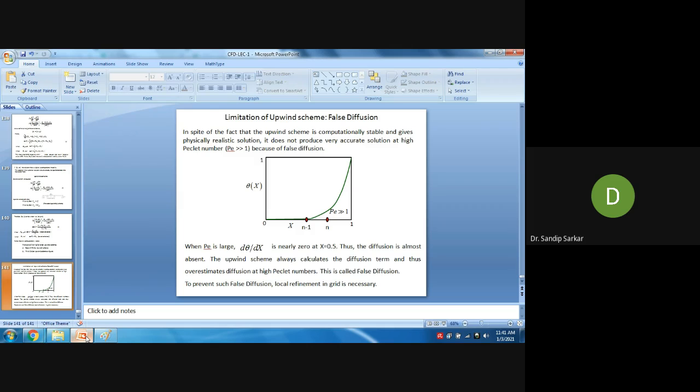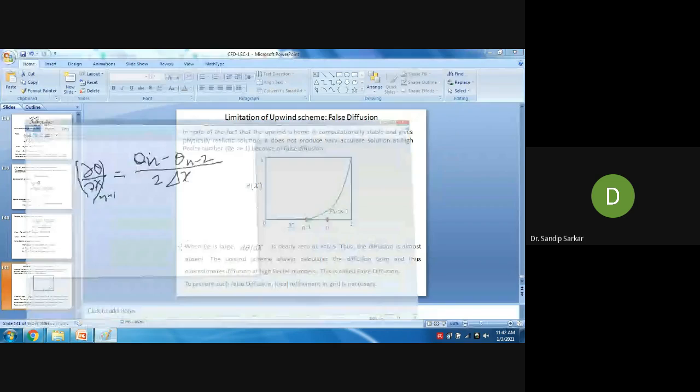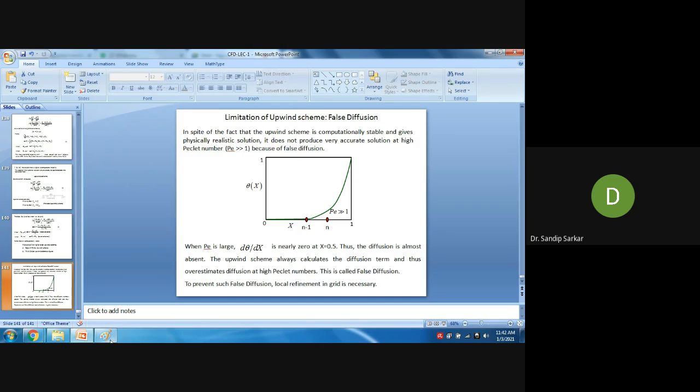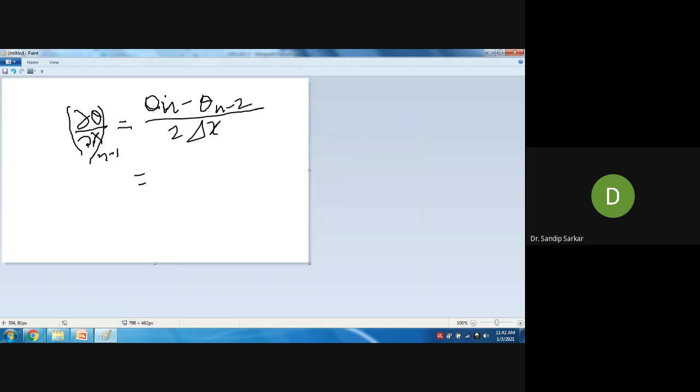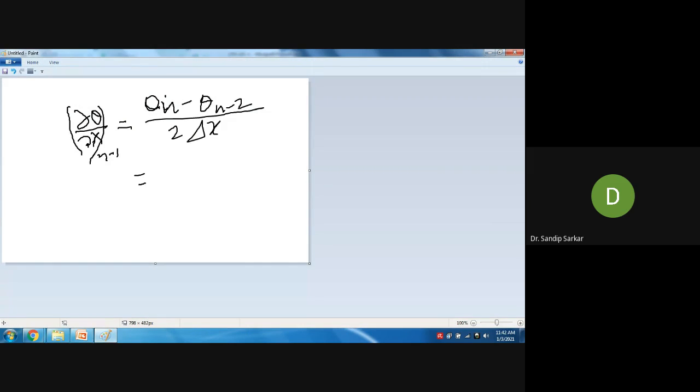At the midpoint, minus theta n minus 2 divided by 2 delta x, right? Theta n minus 2 by 2 delta x. Now, what is happening? Although del theta del x is nearer to 0 at theta n minus 1, the upwinding scheme always replaces theta n by theta n minus 1. That is theta n minus 1 by 2 delta x.